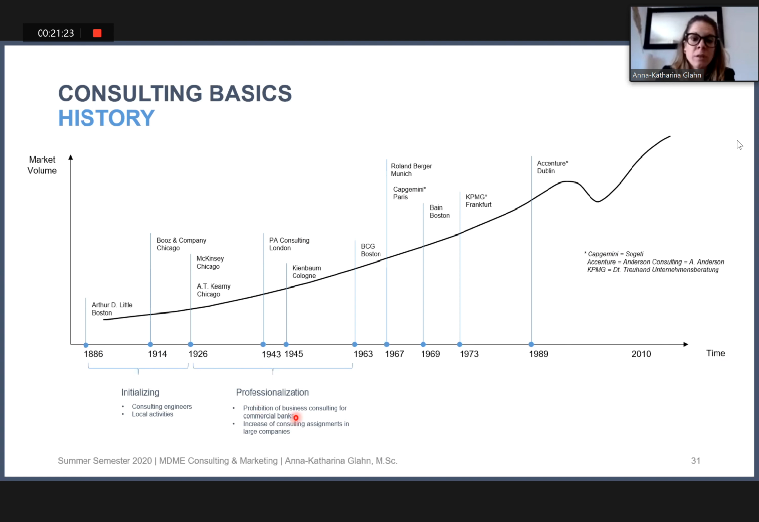And so the number of consulting assignments increased a lot, especially in large companies. We have to say, mostly in large companies, and it's still like that. Mostly large companies use a lot of consulting support.